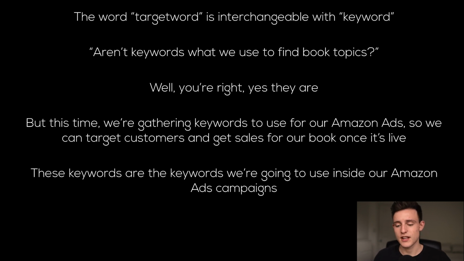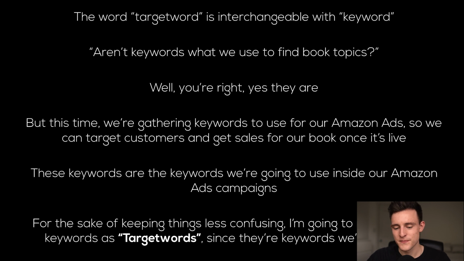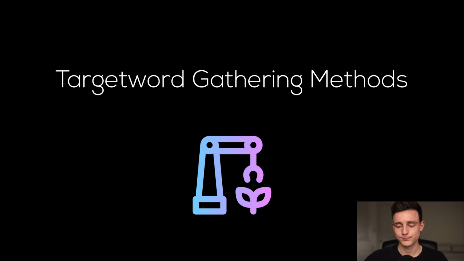And like I said, the Amazon ads campaign is going to be part two of this video. I'm just showing you how to gather these keywords today, because it would be super long if I made this into just one big video. So for the sake of keeping things less confusing, I'm going to be referring to these keywords as target words, just because I don't want you guys thinking that I'm finding keywords for my book titles. These are keywords we're using for our Amazon ads. So I'm calling them target words since they're keywords that we're targeting.